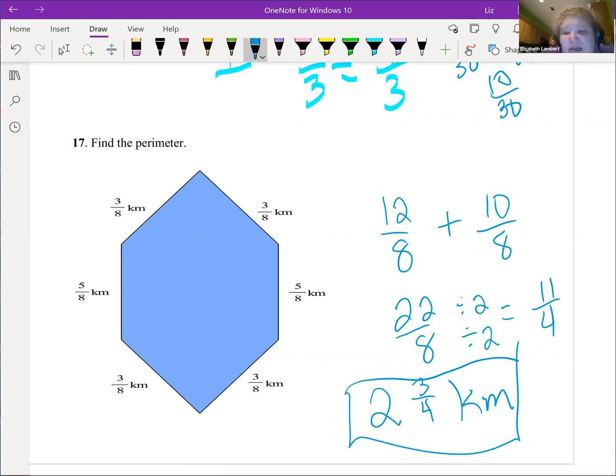Alex may very well take 11 fourths of a kilometer as well. And on the test, honestly, I would as well. It's just if you were going to verbalize your answer, most people would look at you funny if you said an improper fraction as an answer to a question like this.